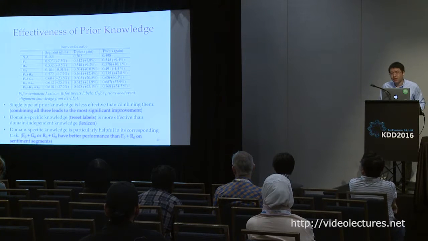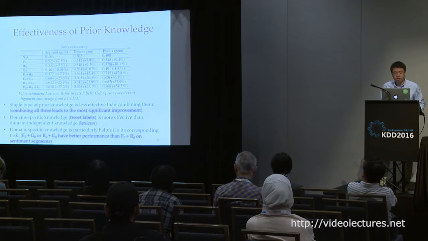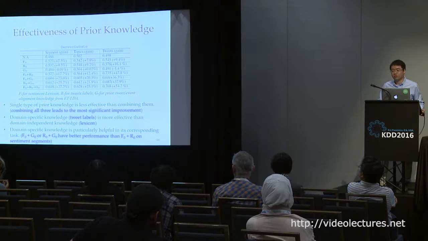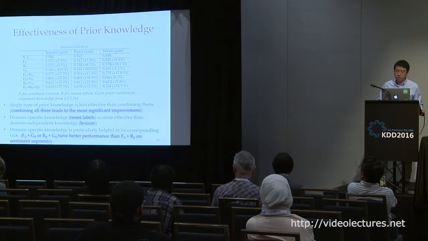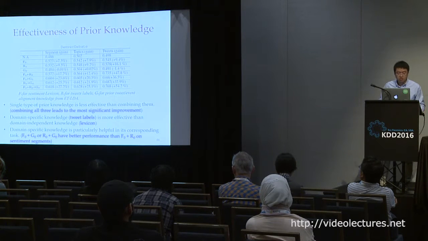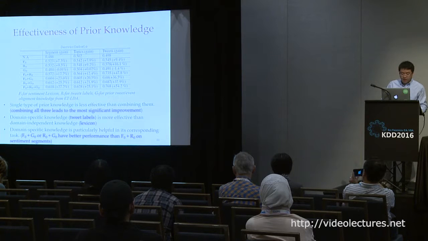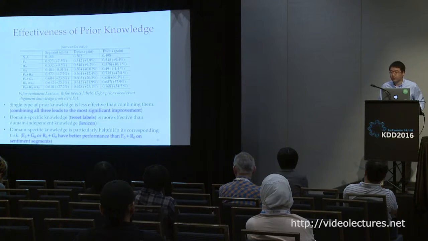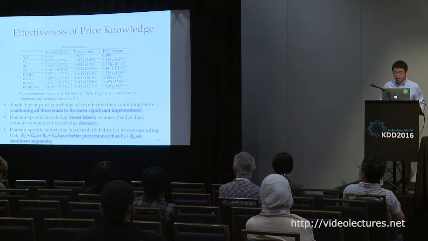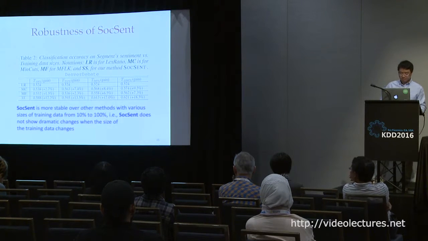And we also test the effectiveness of the prior knowledge, because SOCSENT relies on the prior knowledge during its factorization process. We evaluate the effectiveness of these three prior knowledge. So we tried combinations of these three prior knowledge and looked at the performance of SOCSENT on these three tasks. And we in general find that combining all three prior knowledge achieves the best performance.